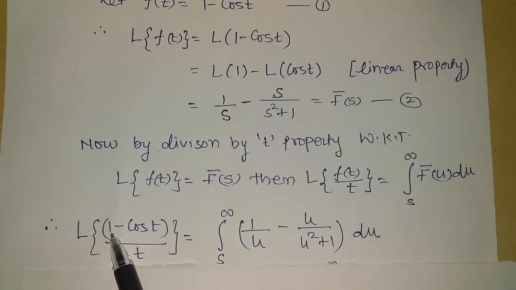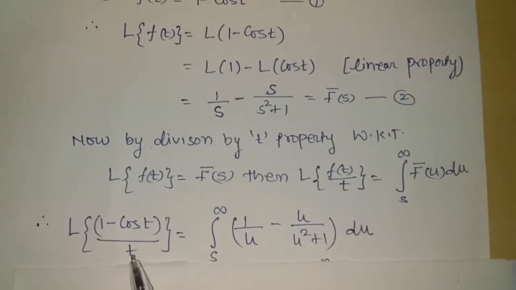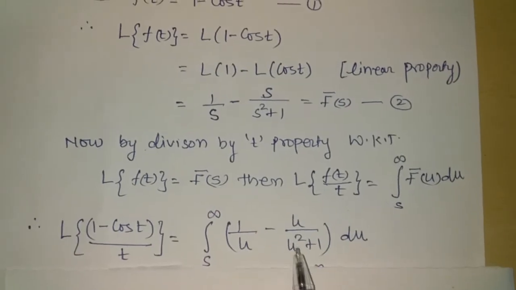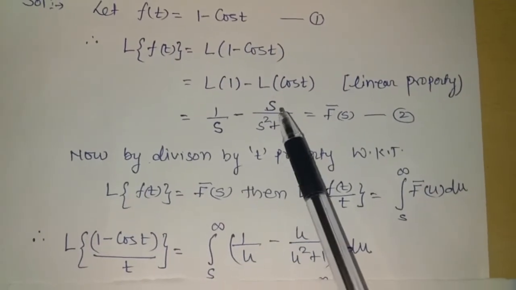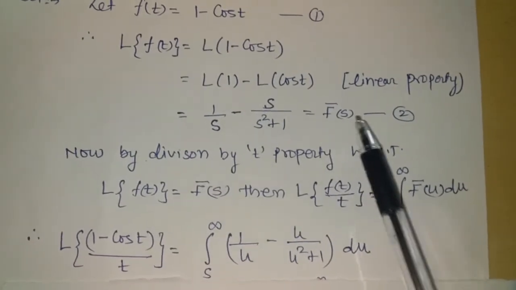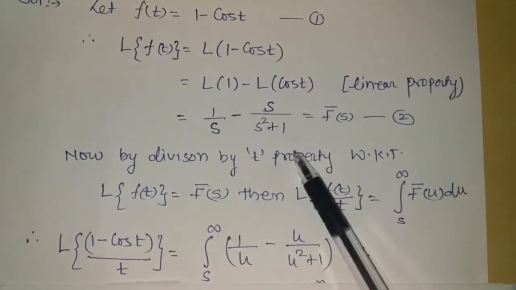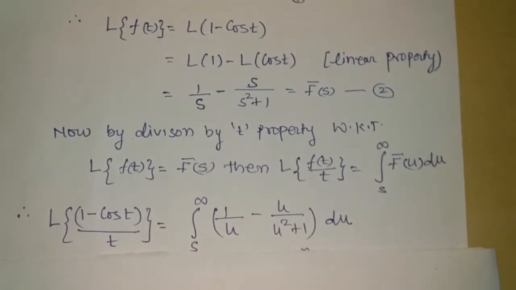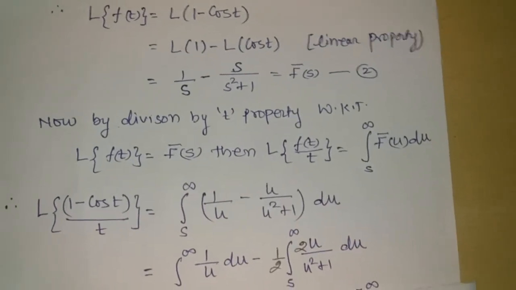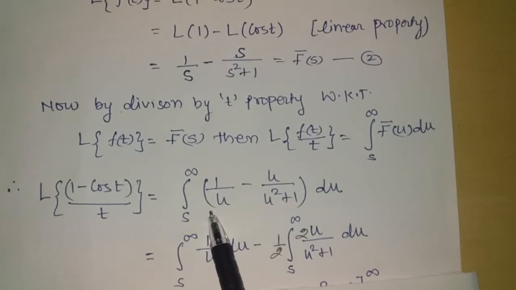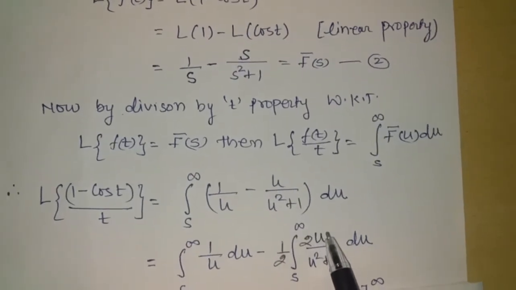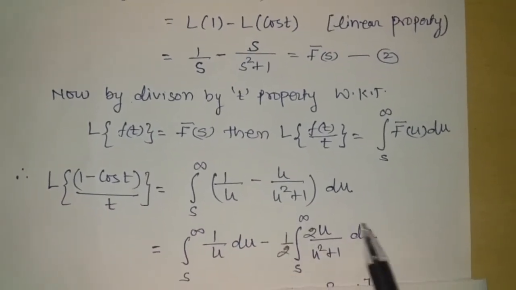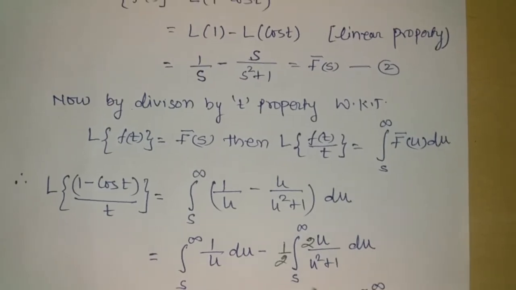So the Laplace transform of (1 minus cos t) by t, using the division by t property, we get integral s to infinity f bar u, f bar s is what? 1 upon s minus s upon s square plus 1. So f bar u is 1 upon u minus u upon u square plus 1 du. Now integrate this expression, we get s to infinity 1 upon u du is first integral, and second integral is u upon u square plus 1 du. So here we multiply and divide by 2 this expression to obtain its integral.